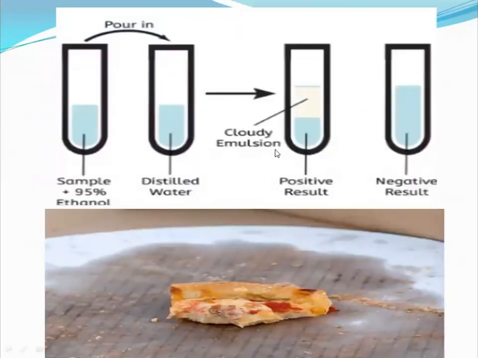If you pour a sample containing lipids, it will form two layers. Then it means that this is positive, because oils cannot dissolve in water. And if it's negative, it means that lipids are not there. Then it will form one layer, so it will form this emulsion. That's why you call it an emulsion test.